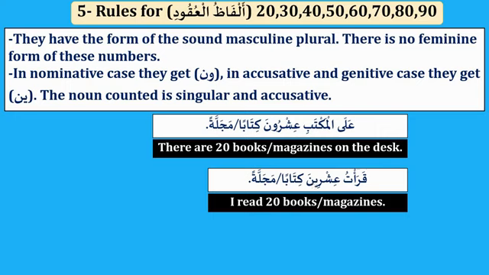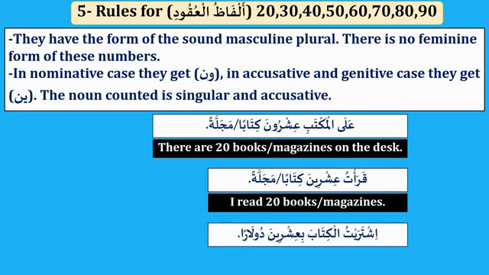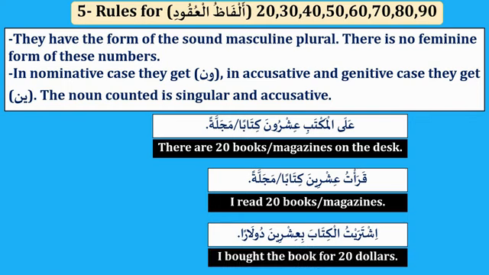And also in genitive case, اشتريت الكتاب ب20 دولارا. I bought the book for $20. B is a preposition in Arabic and it changes the ending to kasra for singular and for plural to ya and nun. ب20.